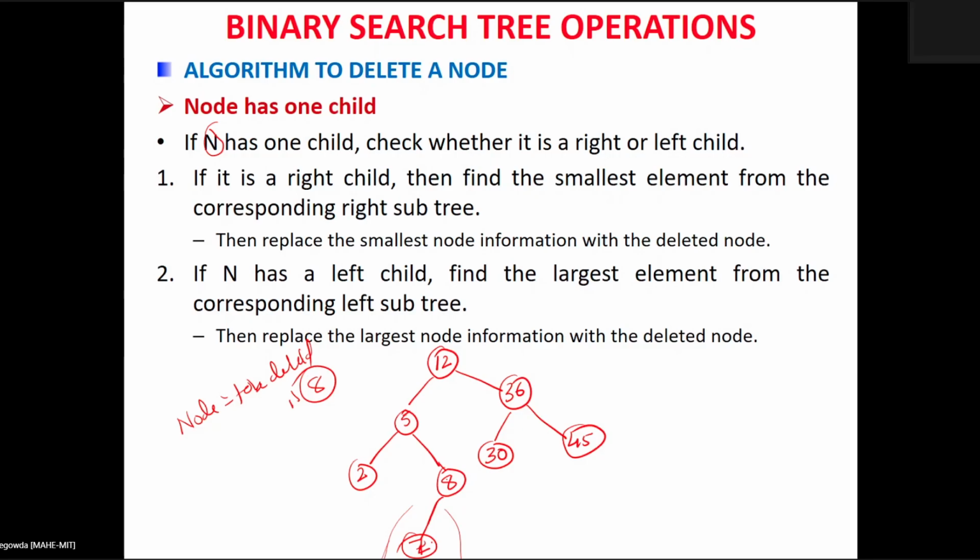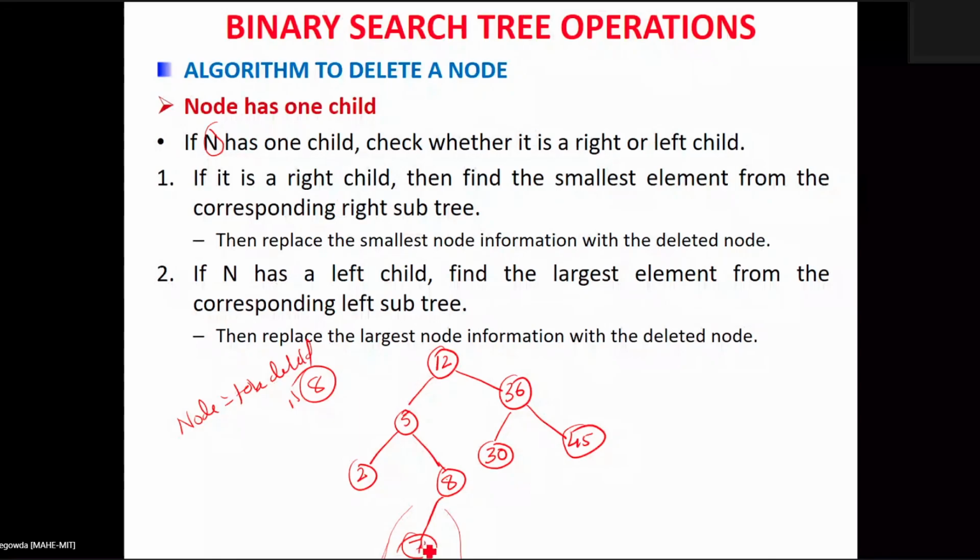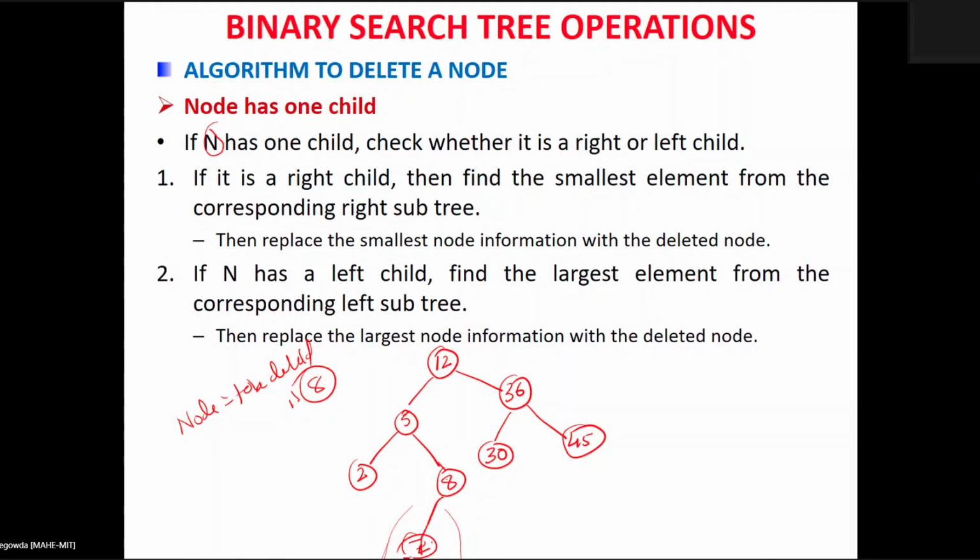But in this case, I have only 7. Okay, 7 is the largest. Suppose the left subtree exists; among all the nodes, which element is the largest? You have to consider that element. You take that element, and that element needs to be exchanged with the node to be deleted.